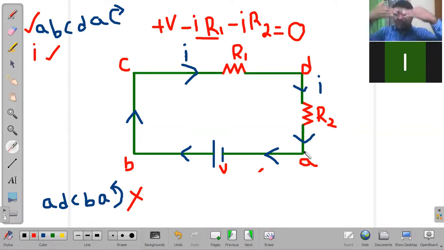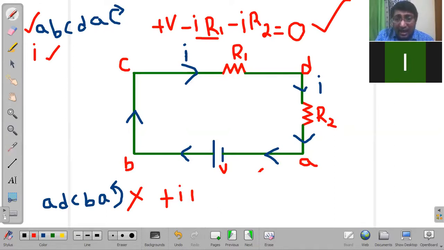Whenever we have opposite directions, please take it as positive. Remember, guys, it's against intuition. If your direction and current direction are the same, take it as negative. That's what we did here. But if your direction is opposite to the current's direction, take it as positive. We are traveling from A to D. Current is traveling from D to A. So we need to take it as plus IR2.